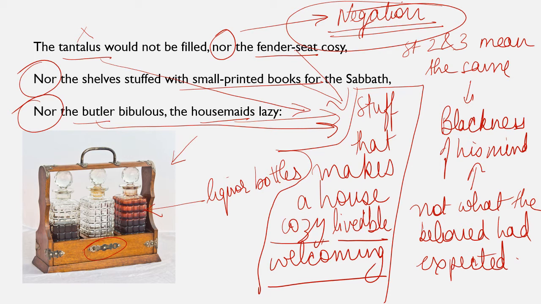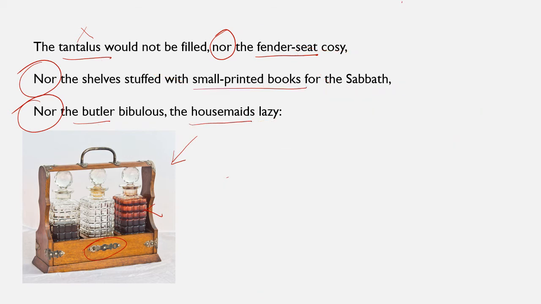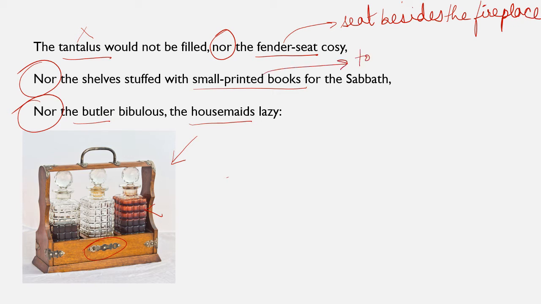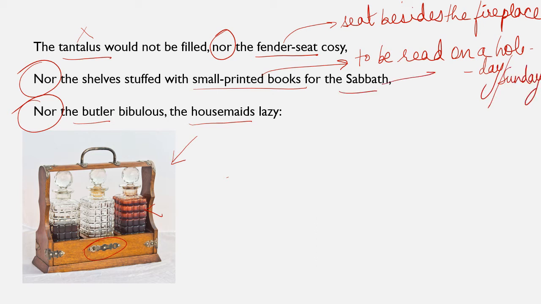Tantalus is this. And no fender seat cozy. Let me make some space over here. So the fender seat is a seat besides the fireplace which makes the room very, very cozy. And these are books to be read on a holiday or a Sunday also. So the Sunday or any holiday is known as the Sabbath day, and you would not find any butlers, you would not find any housemaids.